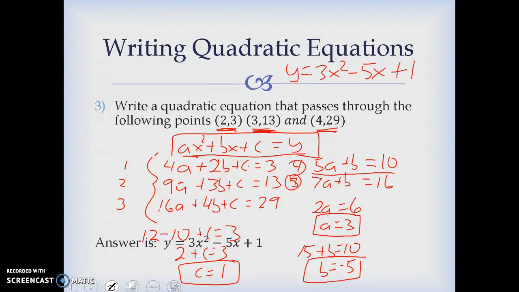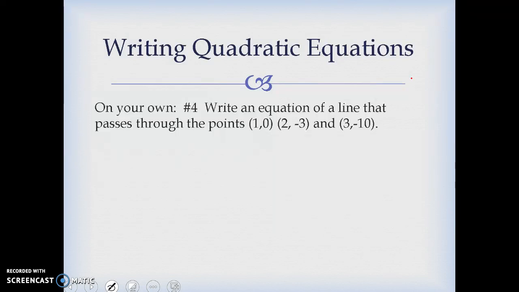Here's what I'd like for you to do. Let's take a look at a similar problem, and I want you to pause the video and see if you can come up with what the equation would be here. So I want you to pause the video right now, and then you can start it once you're finished and see if you get the correct answer.